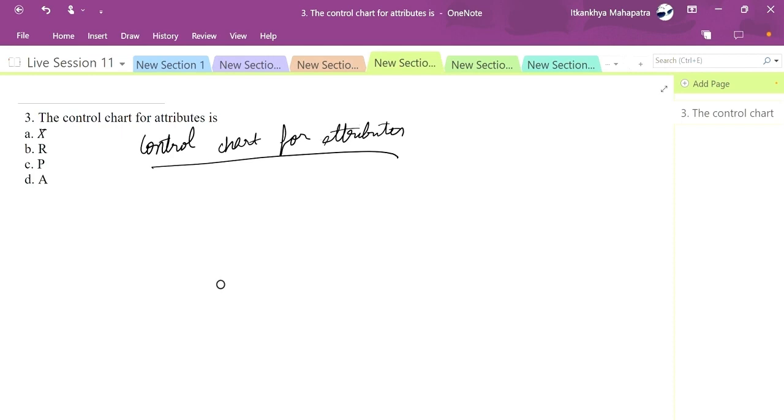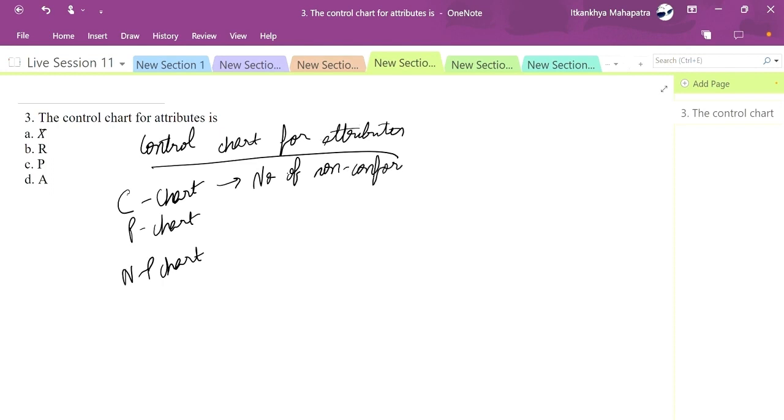This is of C chart, NP chart, and P chart. C chart is the number of non-conformities in a product. Now, non-conformity means quality characteristic not matching with specification or standard. It is also called a defect.